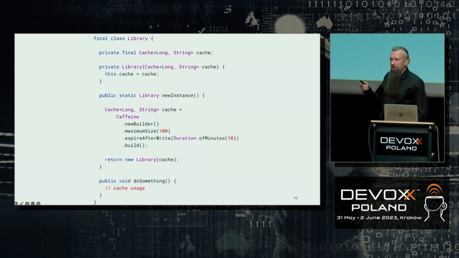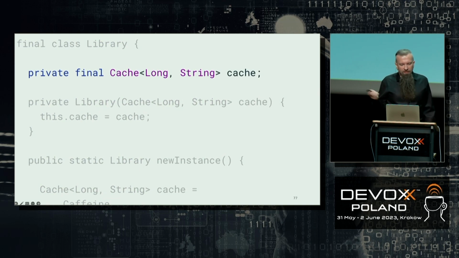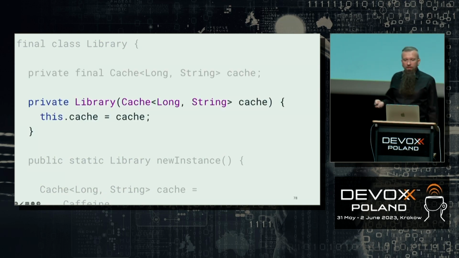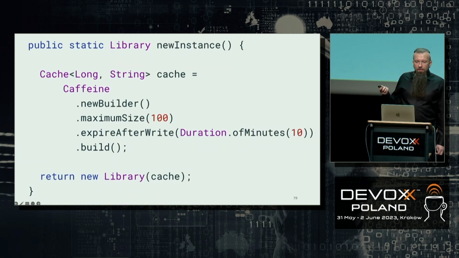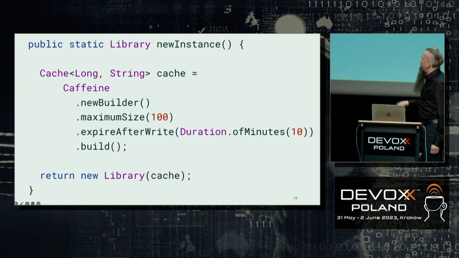So we would like to check if we are using the cache. Imagine we have a library which has a cache field and a private constructor which assigns this cache. Then in the factory method, we are just using, for example, the Caffeine library.